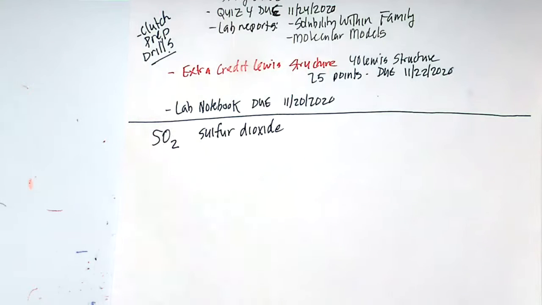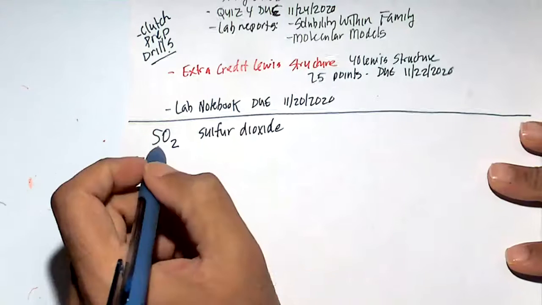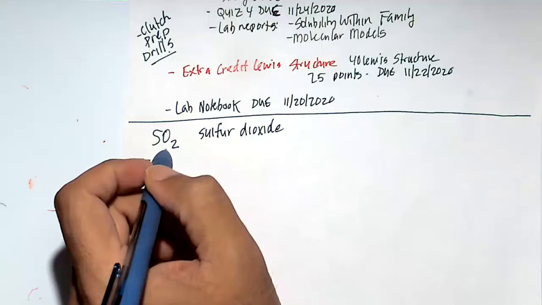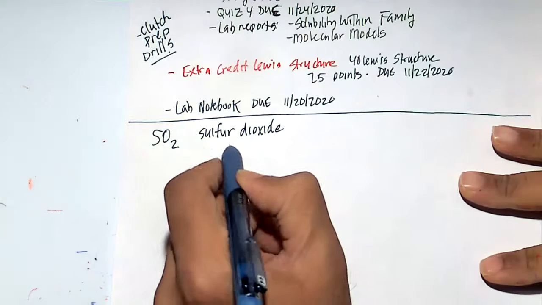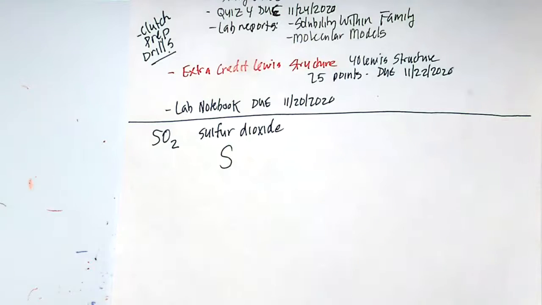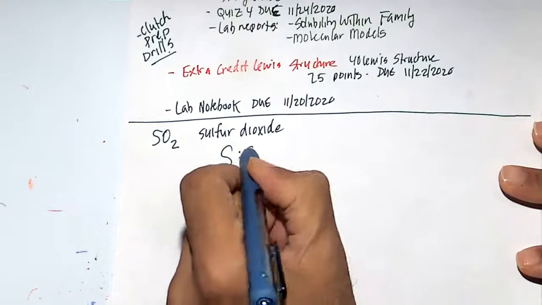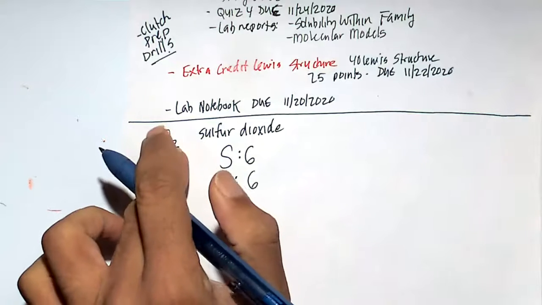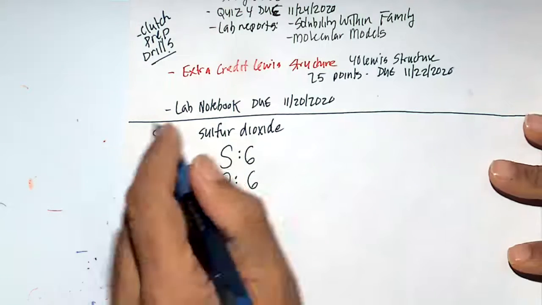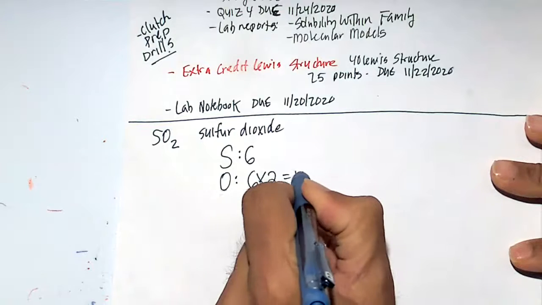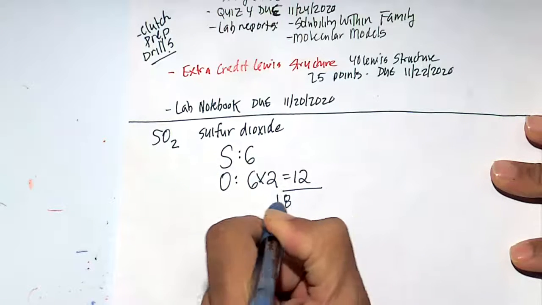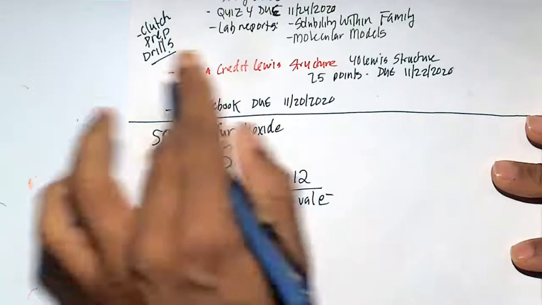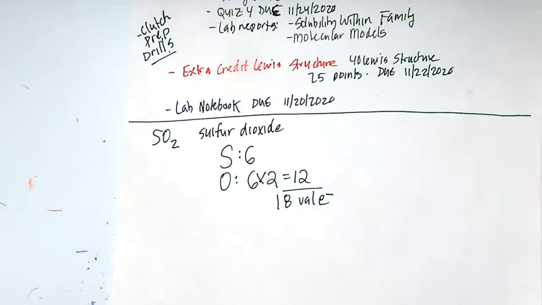So the way you want to construct these Lewis structures, you're going to take each atom and find out what they are happy at. Okay, so what is sulfur happy at? Sulfur is below oxygen in the periodic table, so sulfur is happy at 6. Oxygen is happy at 6. But we don't have one oxygen, we have two oxygens, so 6 times 2 is going to be 12. So our goal is to get 18 valence electrons around the SO2 molecule.